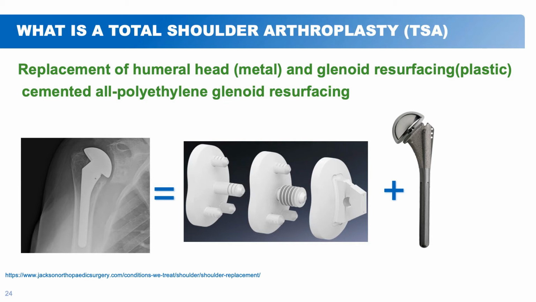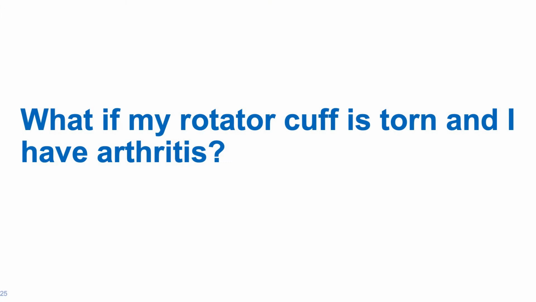Now, a total shoulder arthroplasty, you do need an intact rotator cuff in order to stabilize that and allow that compression of that golf ball and that golf tee, because we have not changed the golf ball and the golf tee, so we still need those functioning appropriately in order to adequately lift your arm. Now, what if my rotator cuff is torn and I have arthritis? Well, then you need a procedure and an implant that helps to recreate those rotator cuff tendons and allow you to lift your arm. And this is called a reverse total shoulder arthroplasty.